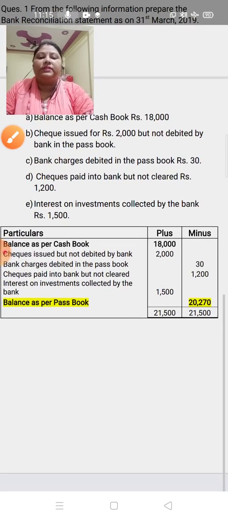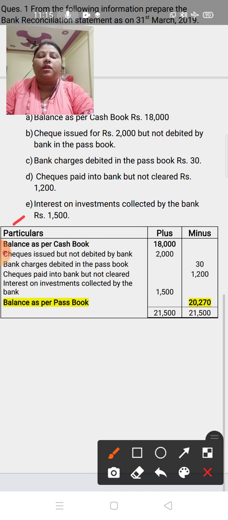Okay. Now see the format. The format of this is: the first column is particulars. Here you have to write down all the transactions. Then one column of amount plus and another column of minus. All the plus transactions you have to write down in the plus column, and all the minus transactions write down in the minus column. So first you have to transfer the balance as per cash book. Balance as per cash book is a positive balance, so always write it down in the plus column. So here, see, balance as per cash book 18,000 in the plus.